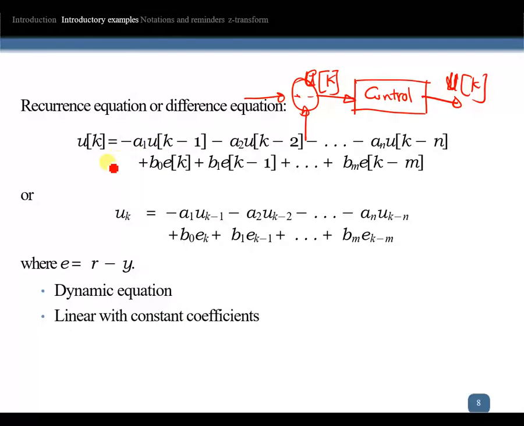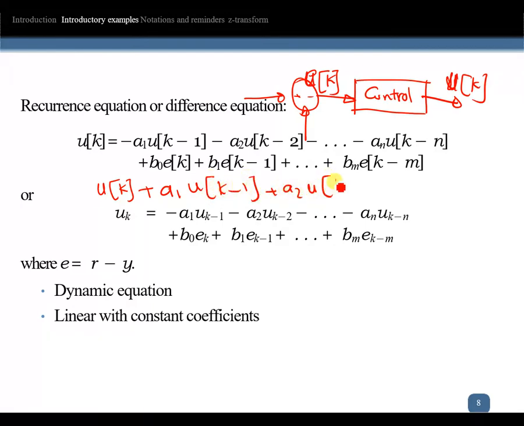Then in the recurrent difference equation, you can write u(k) plus, for example, some coefficient times u(k minus 1) plus another coefficient times u(k minus 2) is equal to the input. That means the input becomes e, some coefficient, you can write b0 e(k) plus b1 e(k minus 1). E here is the error, that means the reference minus the output.